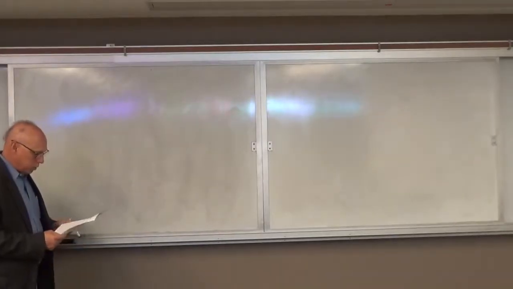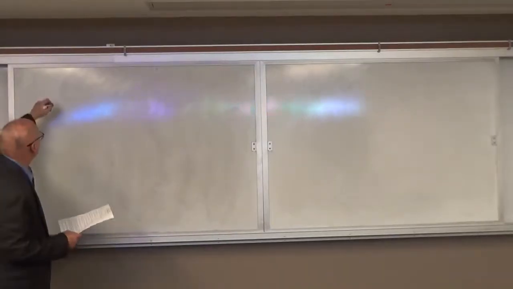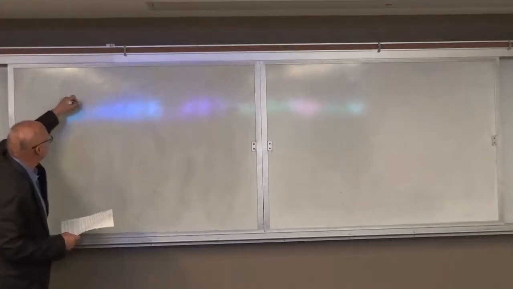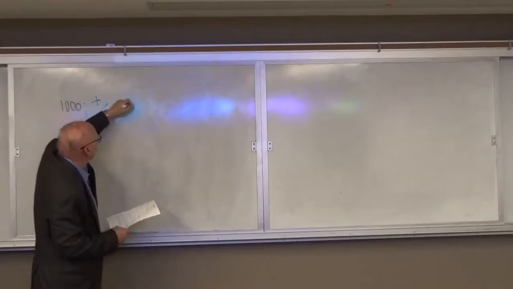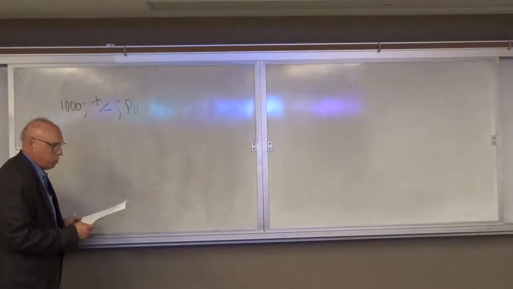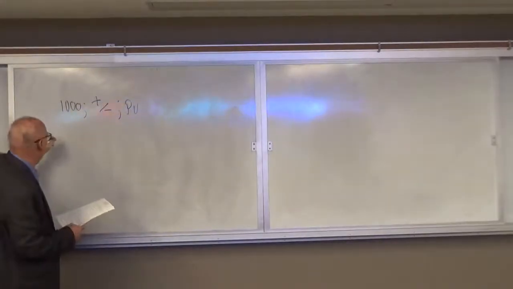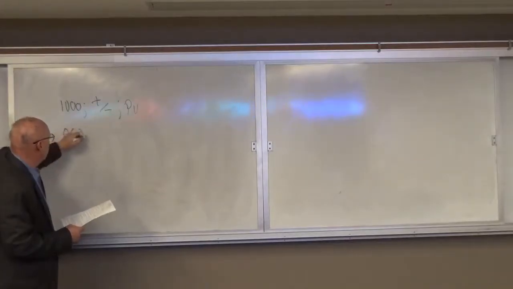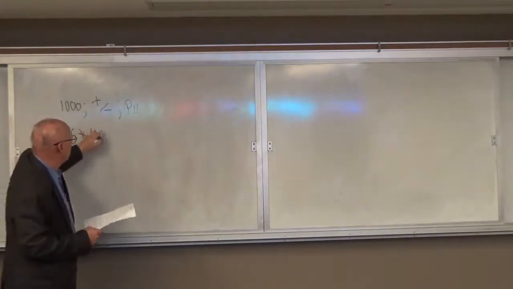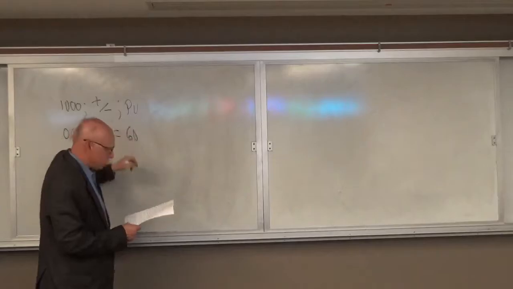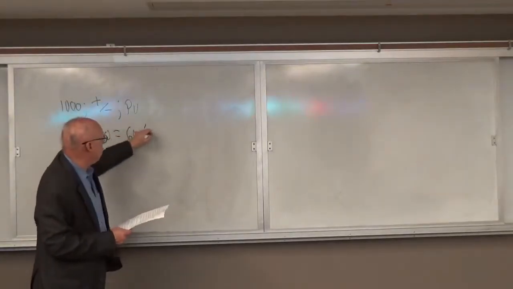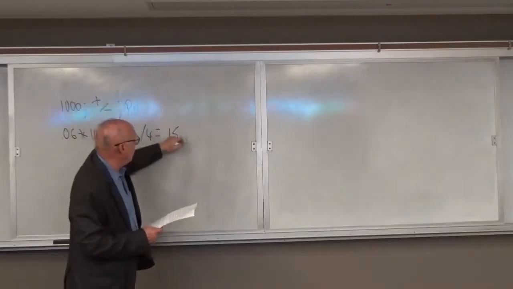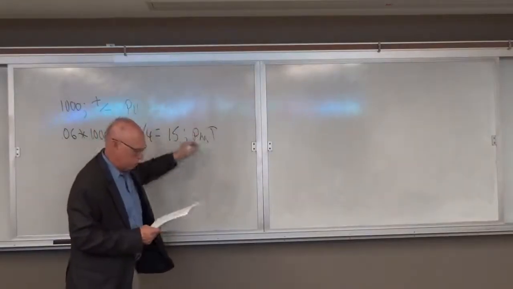A bond currently has a par value of 1,000. So we're going to call that 1,000 plus minus is a present value. Coupon rate is 6%. Therefore, 0.06 times 1,000 equals $60 a year. How often does it pay? Quarterly. Divided by 4 equals 15. And that is our payment.